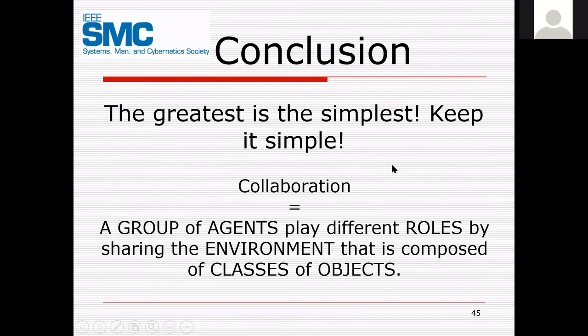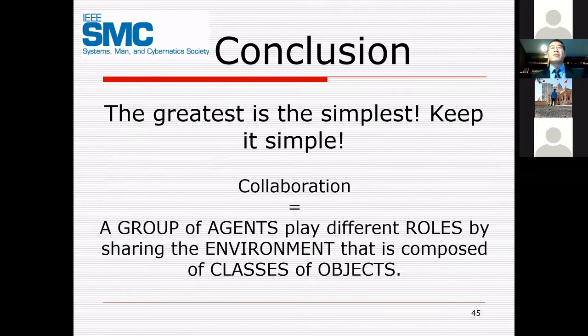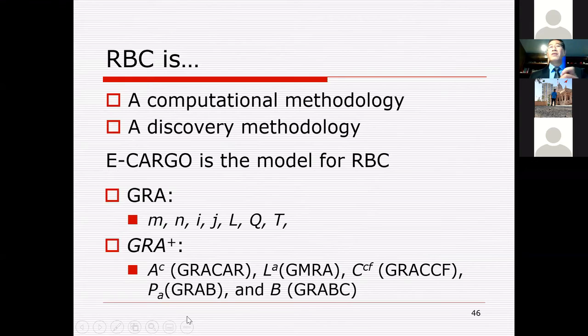So the conclusion: I think the greatest is the simplest. So keep it simple. Collaboration is a group of agents playing different roles by sharing an environment. It's composed of classes and objects. RBC is a computational methodology and is also a discovery methodology. eCargo is a model for RBC. And remember, if you want to know GRA, just understand M, N, I, J, L, K, T.